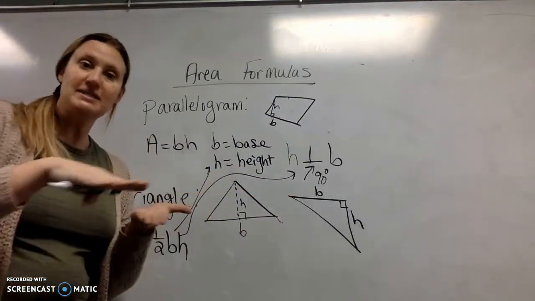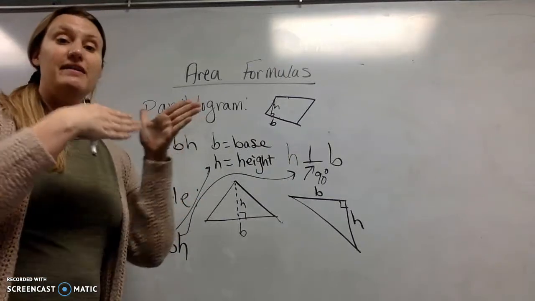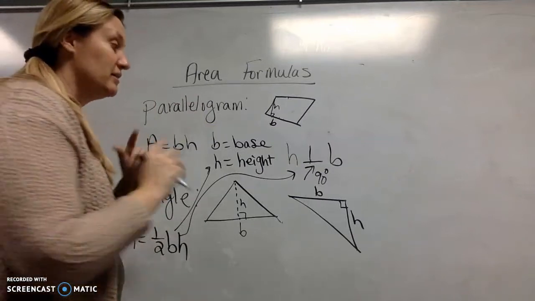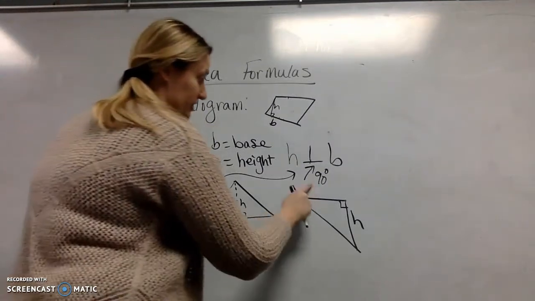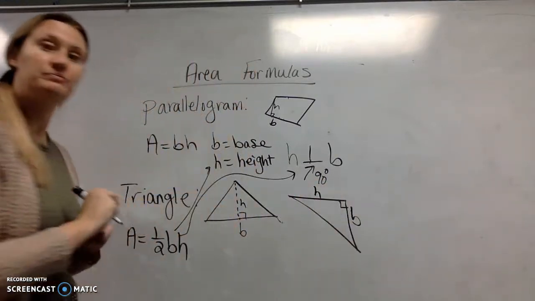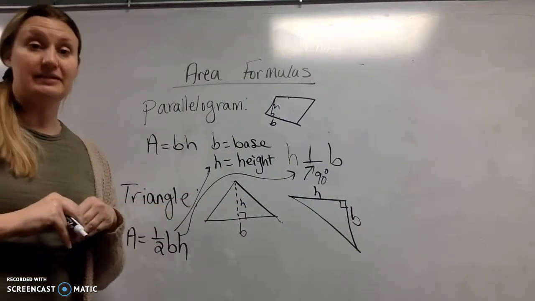So don't think base means bottom. Base and height are just 90 degrees. They form a 90-degree angle. The base is what's 90 degrees to your height. And in fact, these are interchangeable as well. I could call that the height and that the base. You're just looking for the 90-degree angle, and those are the 2 numbers that you would plug in.